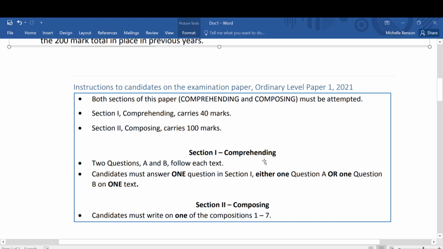Section 1, comprehending, 2 questions A and B follow each text. Candidates must answer one question in section 1, either question A or question B on one text. And section 2, composing, candidates must write on one of the compositions on the list from 1 to 7.